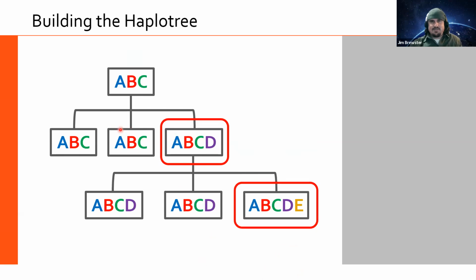And I'm sorry, that's my cat. She likes to participate. So here we have then E, again, through process of elimination, we know that E is younger than A, B, C, and D.